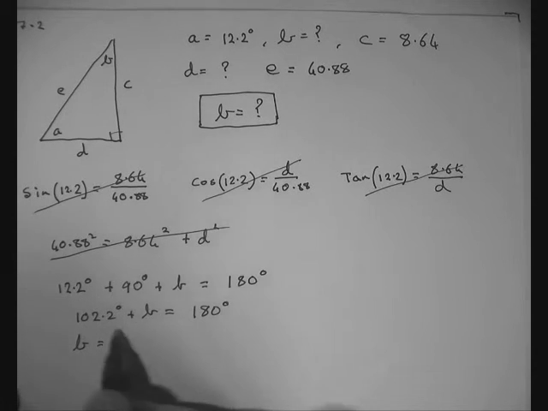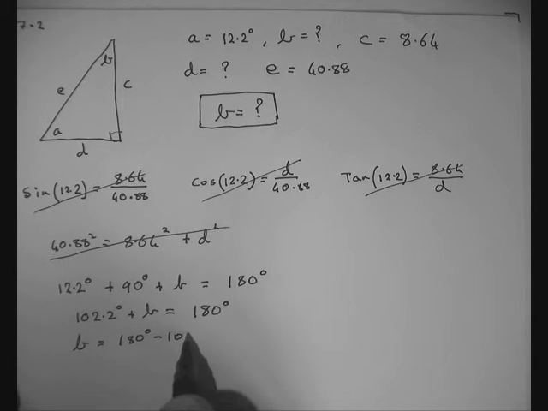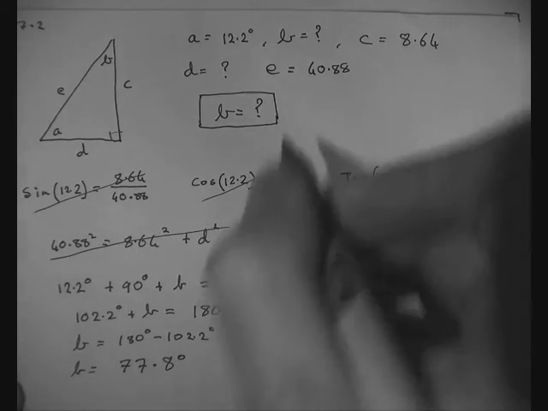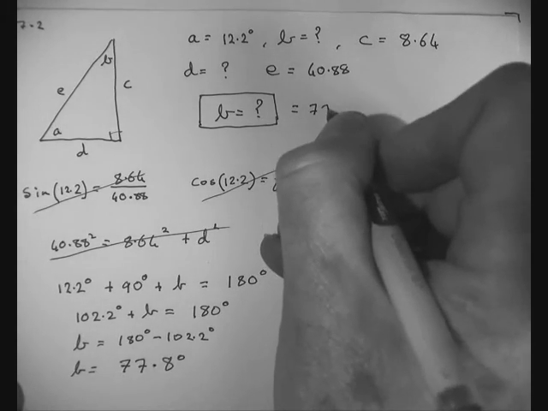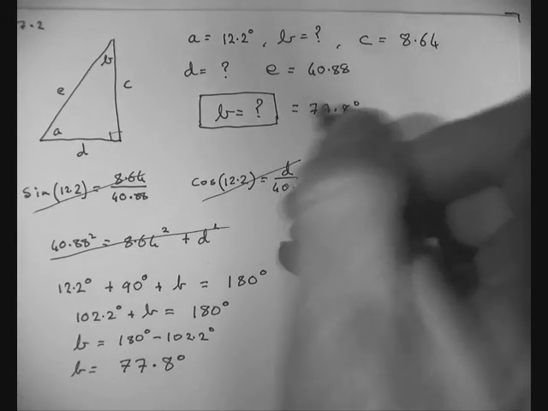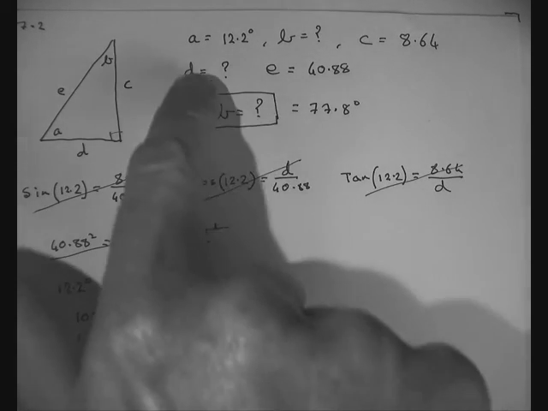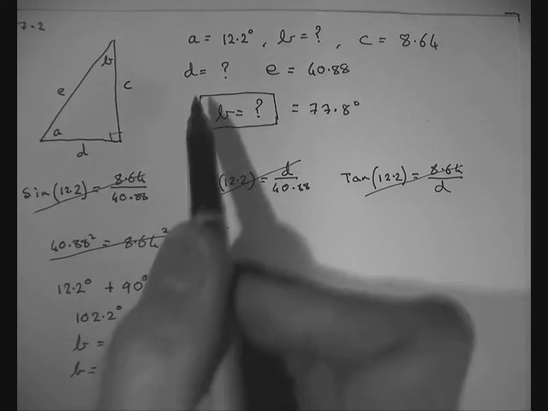B is equal to 180 degrees minus 102.2 degrees. And if we do the subtraction here, we get B is equal to 77.8 degrees. Answer. In the next video we're going to find the last unknown, which is D.